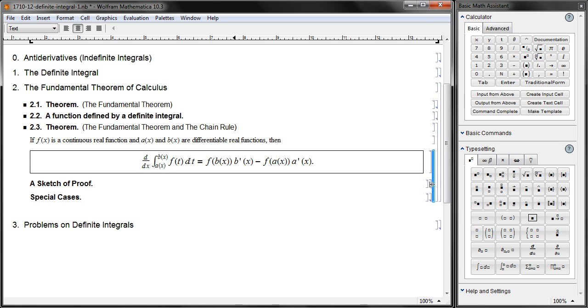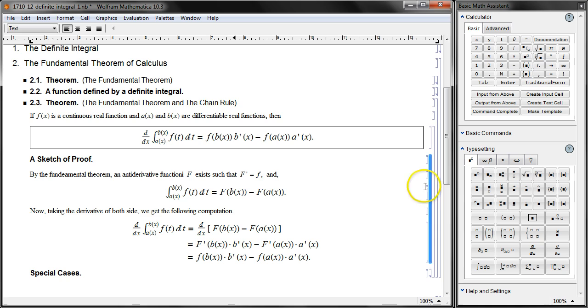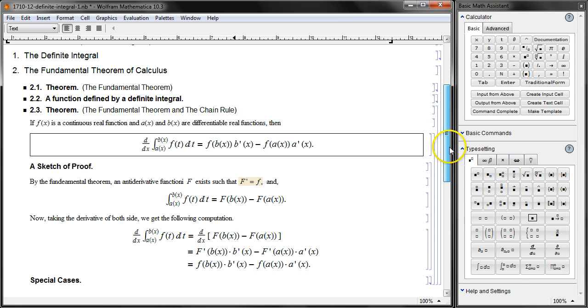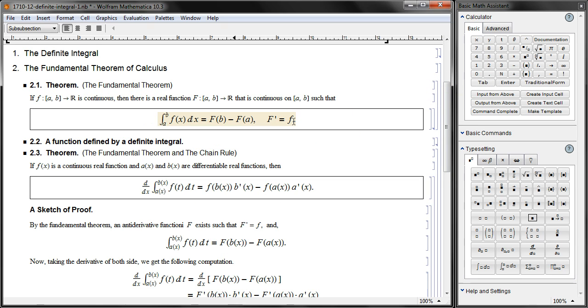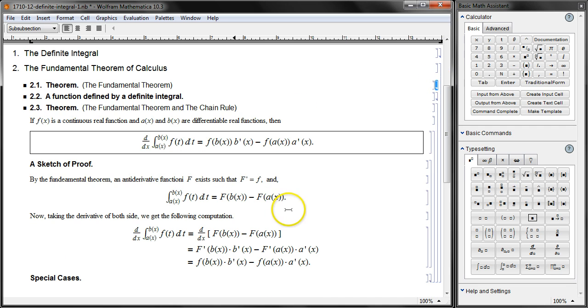Now let's discuss why this is true. Here's a sketch of proof. Let's suppose there is an antiderivative. Yeah, we know the antiderivative exists as long as small f is continuous. That's from the fundamental theorem of calculus, which will be proven in a much higher level course. If you do that, you're going to express the definite integral as capital F of b of x minus capital F of a of x. It's exactly the same as the fundamental theorem here, except that b and a are now functions, b of x and a of x respectively.